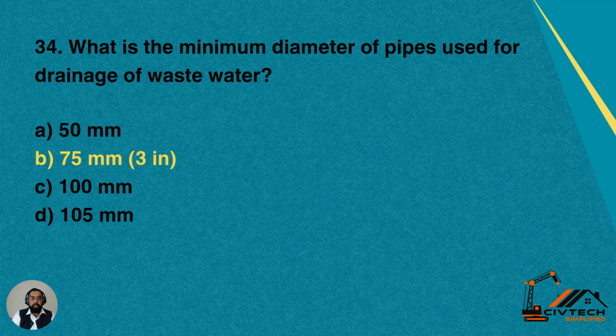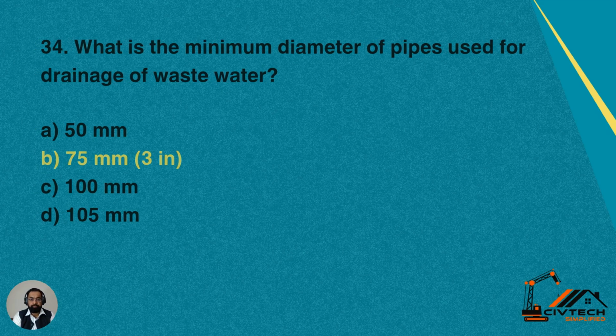Question number 34. What is the minimum diameter of pipe used for the drainage of wastewater? So for wastewater, which is the minimum diameter recommended? Option A is 50 mm, option B is 75 mm, option C is 100 mm, option D is 105 mm. So option B is correct for this question, which is 75 mm or 3 inches. A minimum size of a pipe is recommended to be at least 3 inches or 75 mm for the wastewater drainage.